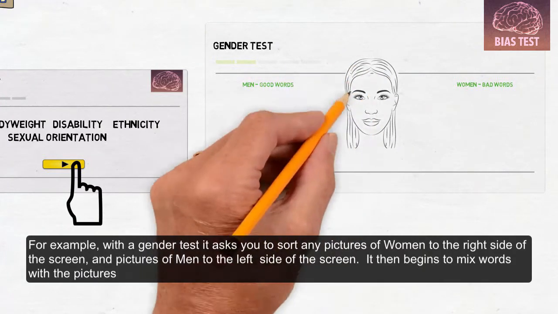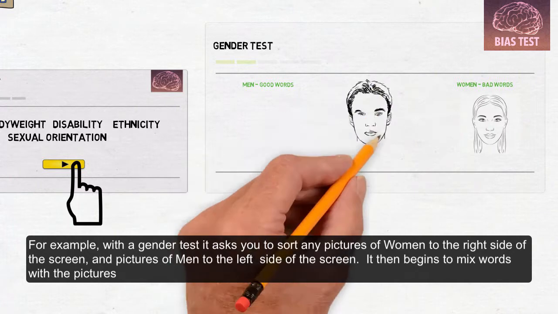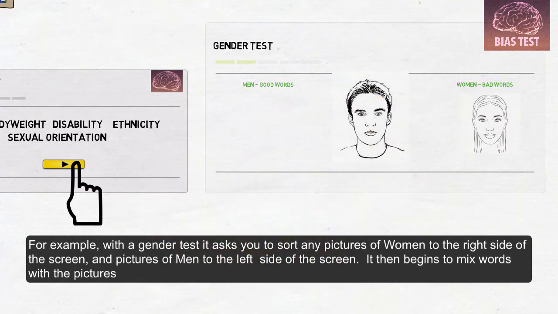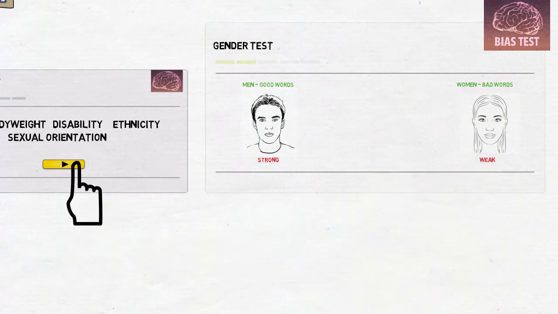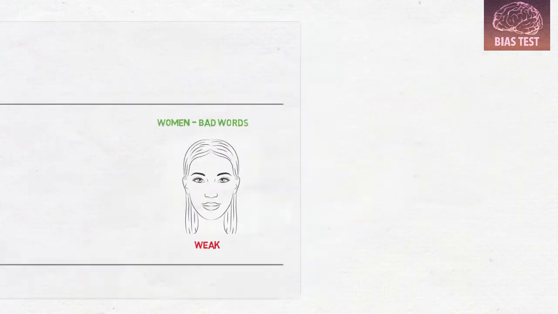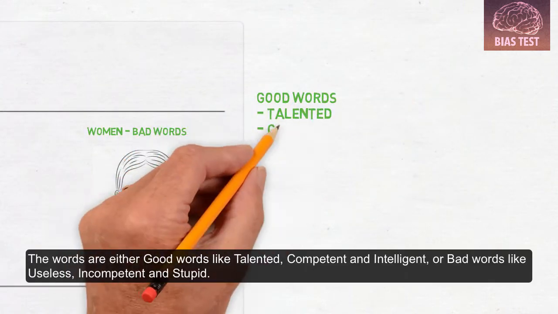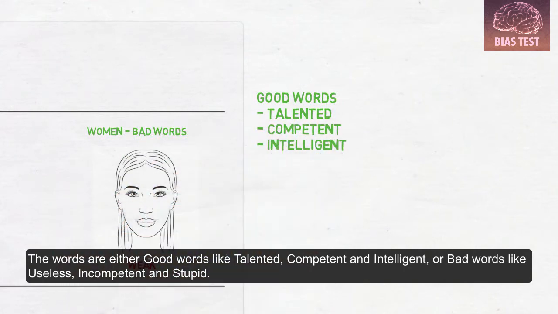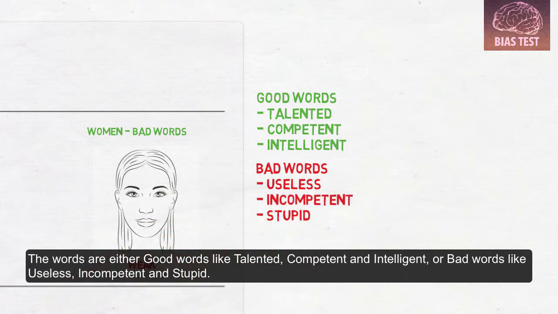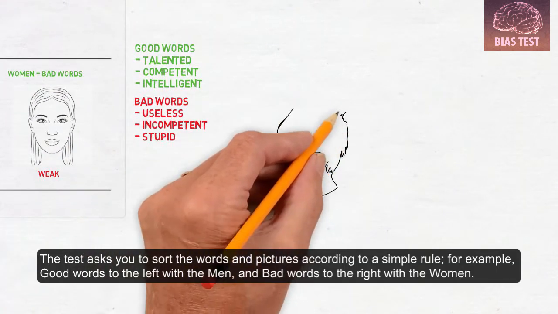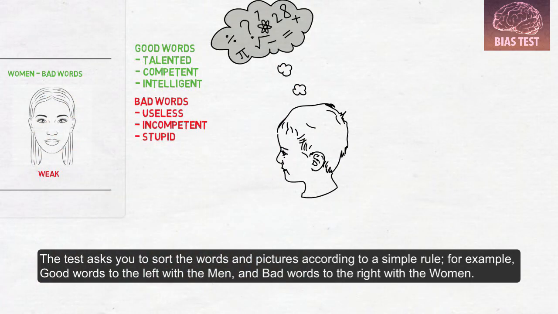For example, with a gender test, it asks you to sort any pictures of women to the right side of the screen and pictures of men to the left side of the screen. It then begins to mix words with the pictures. The words are either good words like talented, competent and intelligent, or bad words like useless, incompetent and stupid. The test asks you to sort the words and pictures according to a simple rule. For example, good words to the left with the men and bad words to the right with the women.